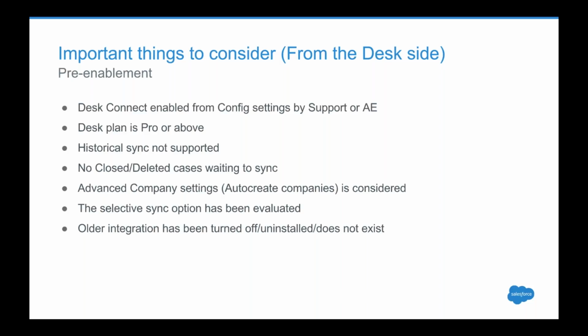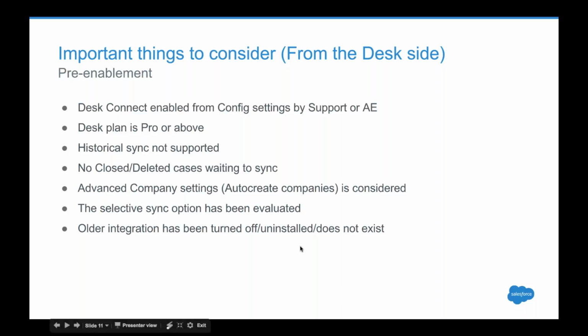That works perfectly if you're not using Salesforce or Desk Connect. But the moment you start using Desk Connect, this Walmart.com is going to sync to Salesforce. It's not going to find a match for Walmart.com, and it's not going to look for Walmart Inc. So it's going to create a new account called Walmart.com in Salesforce. And then you end up having a Walmart Inc. and a Walmart.com as a duplicate in Salesforce. So we tell you to turn off the auto create companies setting in Desk, and then you can totally avoid this issue. Selective sync has been evaluated.